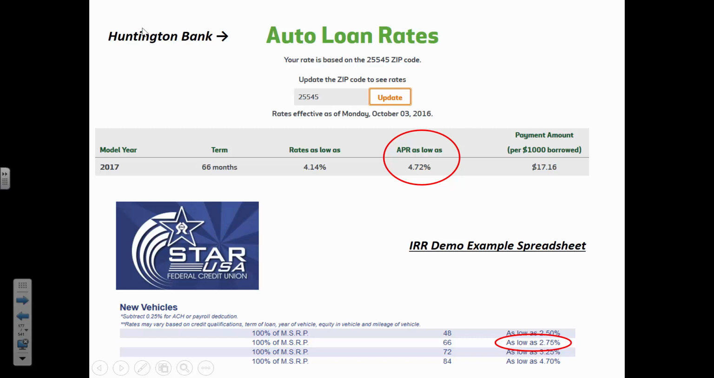At Huntington Bank, back when I did this lookup, they were saying that a 66-month loan was an APR, meaning an annual percentage rate, where they're taking into effect the effect of compounding. It's 4.72%. But there was Star Federal Credit Union that had a much lower and more competitive rate. They were only charging 2.75% for that same 66-month period.